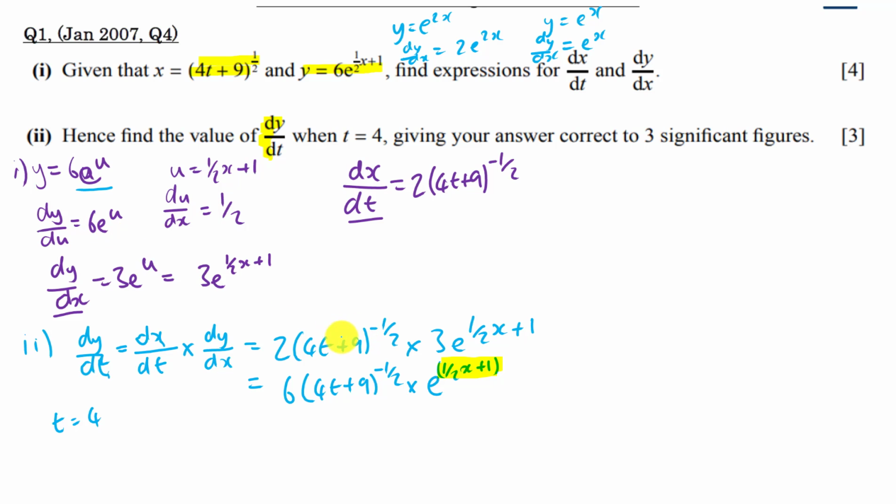So, any ideas about this? Because you're not going to be able to get the final answer and lose a method mark. Have a look at the whole question. What can we do? Wait, do sub in x equals 4t plus 9 to the power of a half. Yes. That's how you unlock it. But you can't do the question otherwise, right?